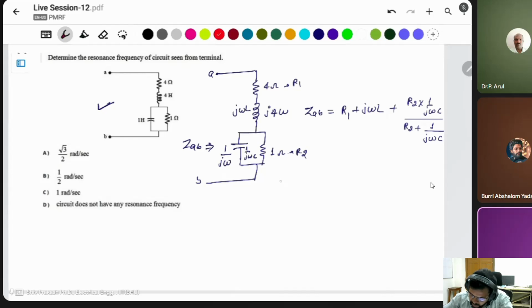Put the values of everything. Then in ZAB, R1 is 4 ohm, this will be j 4 omega, plus this will be R2, where R2 is 1 ohm, 1 divided by... If we take the LCM, this will be 1 plus R2 omega C. This will be 1 plus j omega C, where C is 1. R is 1, it means 1 upon j omega only.